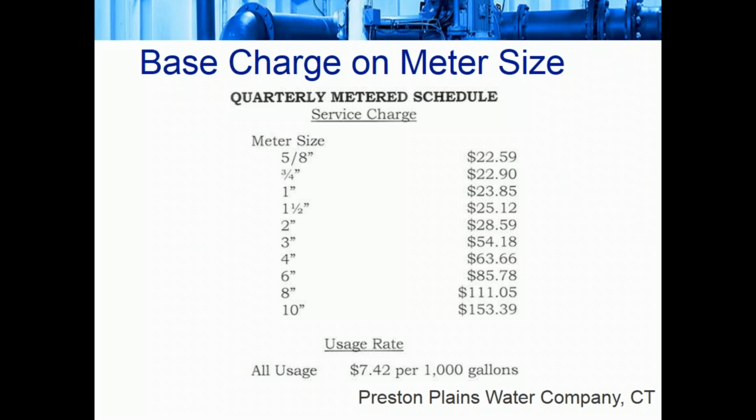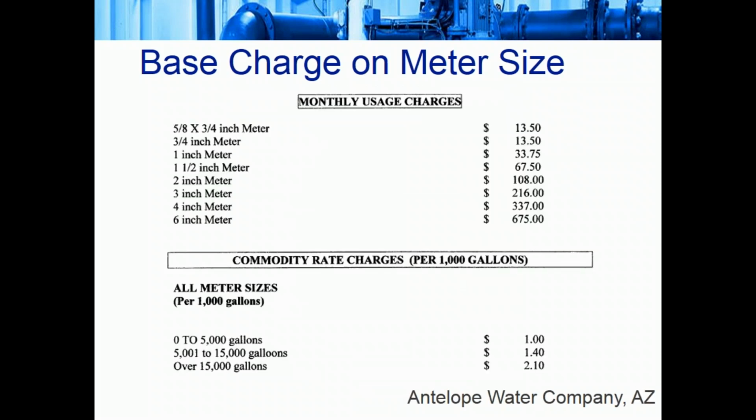So the bill will vary based on the meter charge, which ties into that fixed revenue, but the volumetric charge is the same. But obviously, some of these larger size meters are most likely using quite a bit more water. Here's another example from the Antelope Water Company in Arizona, where they vary monthly usage charges from $13.50 to $675 based on the meter size, but then everybody pays the same commodity charge for water.